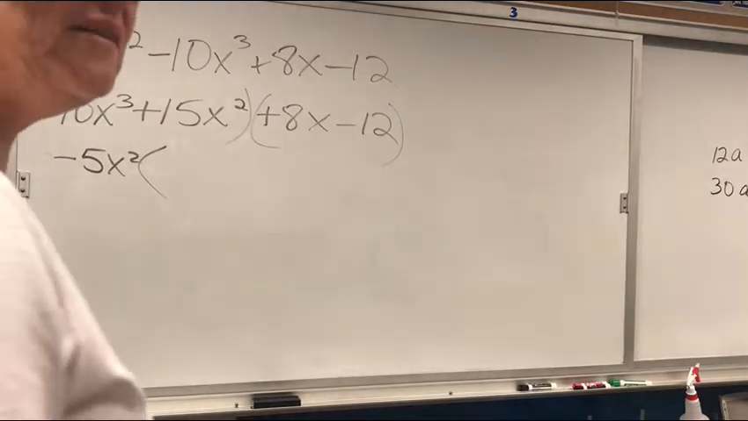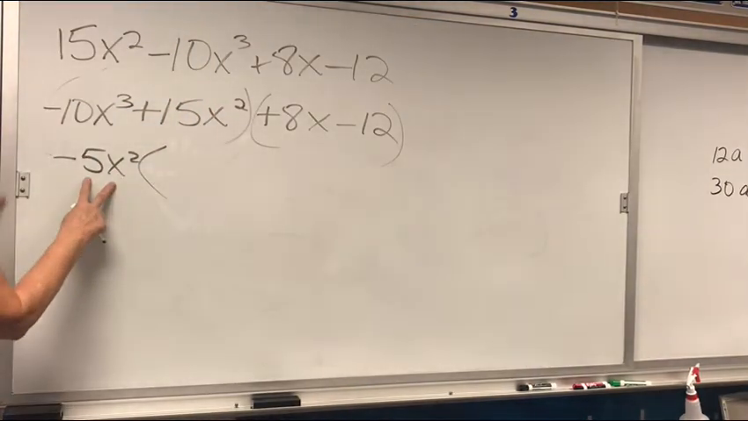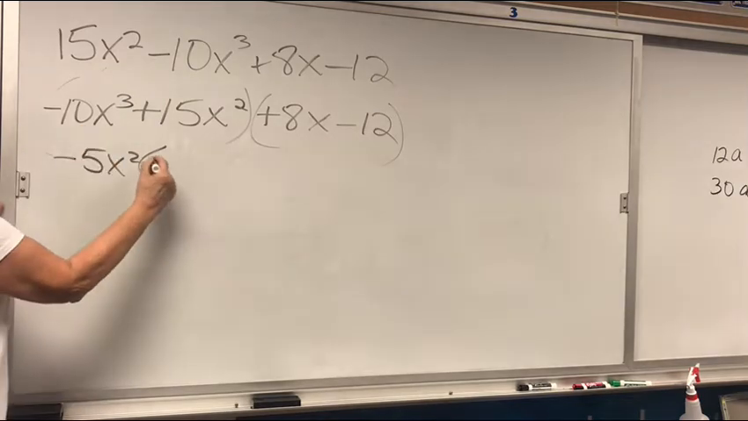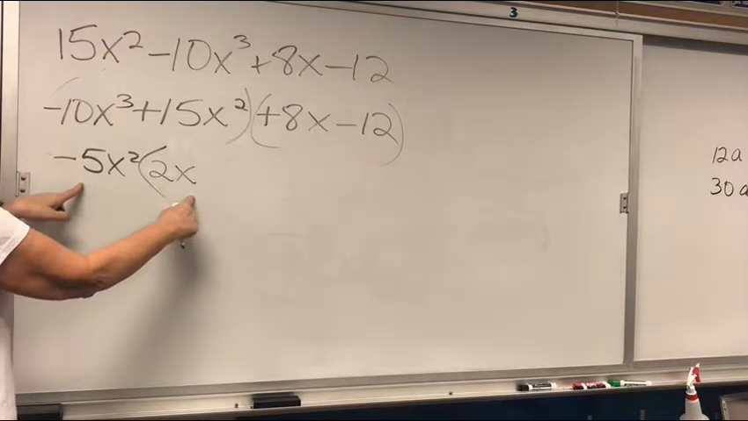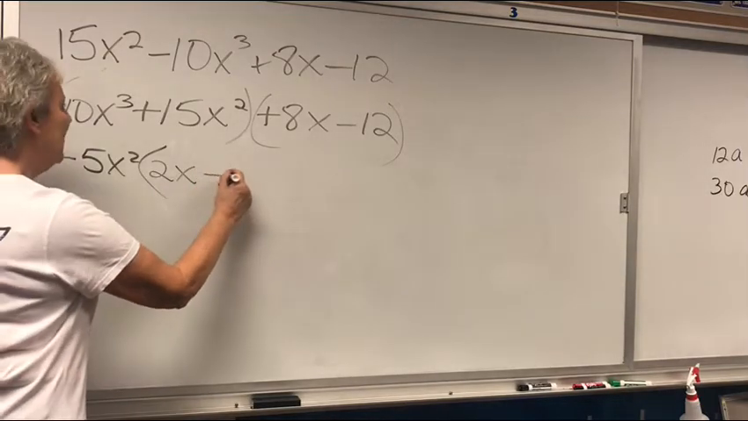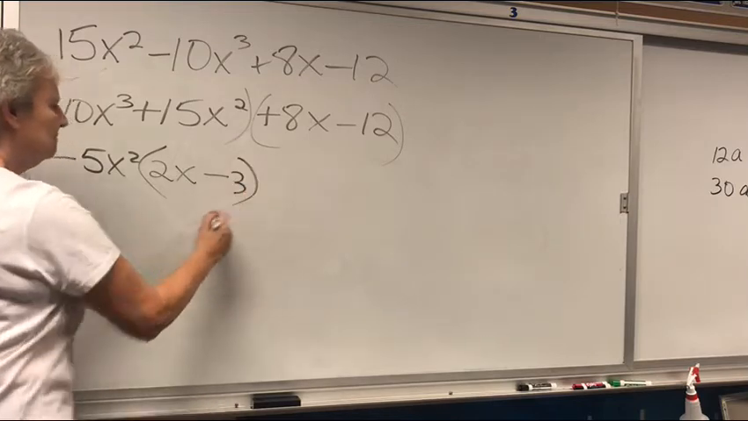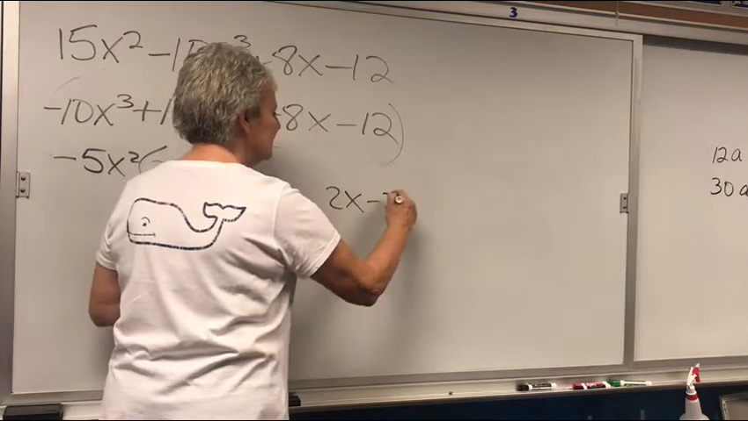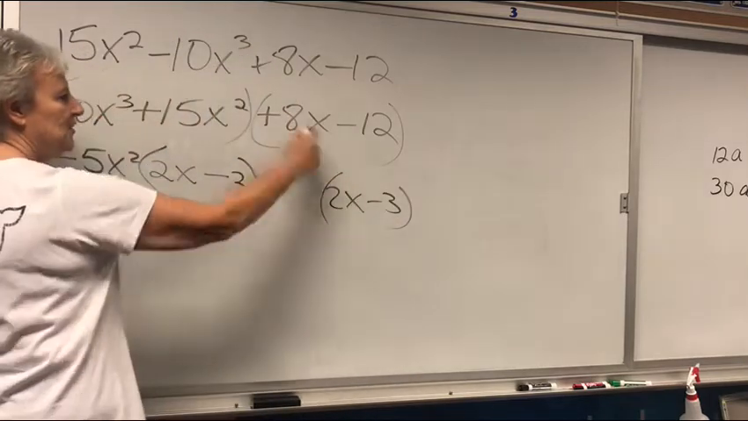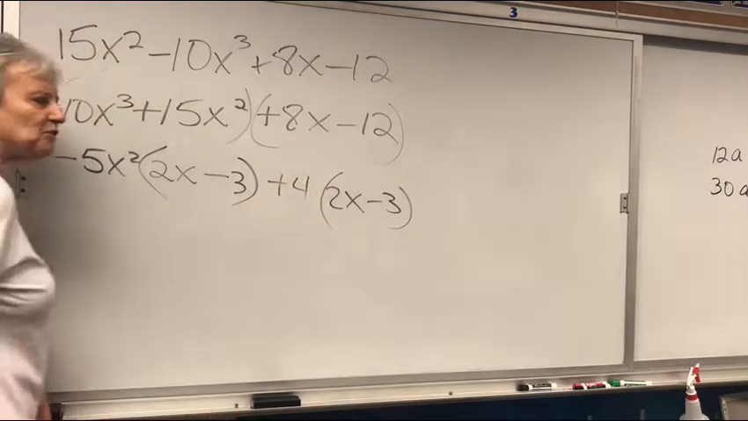Okay, I'm going to have to do it because I want it on video and we're almost out of time. Negative 5x squared times 2x. It checks. Minus positive 15, 3. Now, you have 2x minus 3. You write it again. And all you have to do is come up with any one of these, and the only way to do that is plus 4.